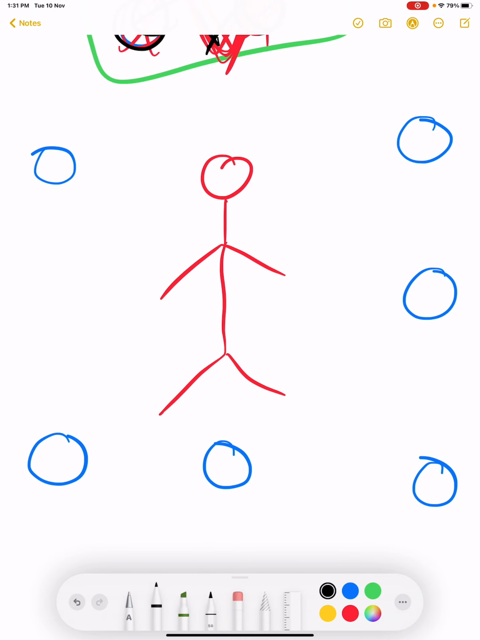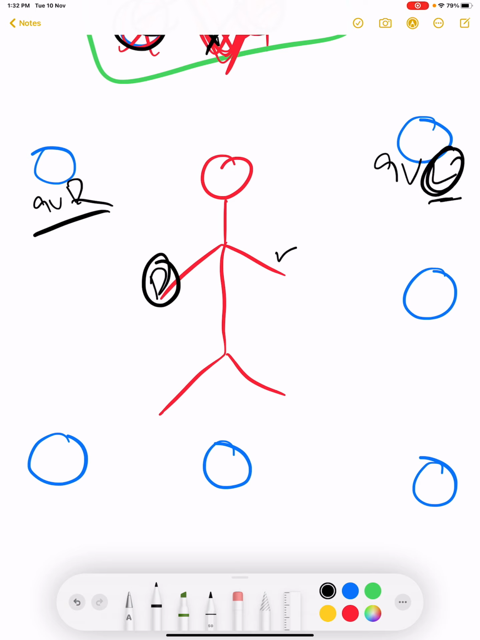So this window is called AVR because it is on the right side. This is called AVL because this is on the left side, and this is called AVF because it is towards the foot. And then this is lead 1, this is lead 2, and this is lead 3.